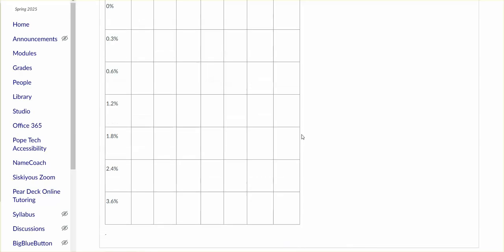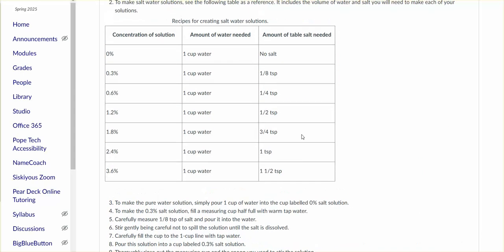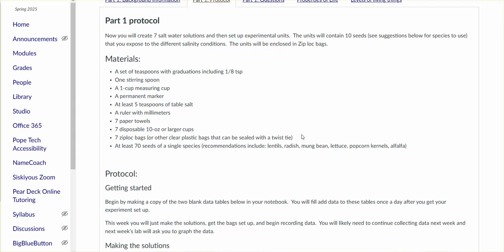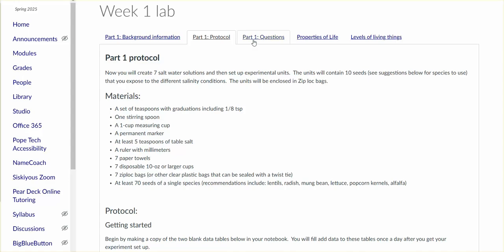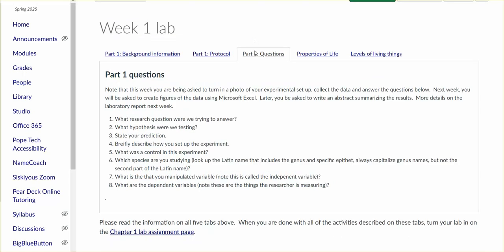I want to be really clear that for this week, all you need to turn in is a picture of your setup. You do not need to have 6 days of data collected. You will need to have 6 days of data collected by the end of next week's lab, because next week I'm going to ask you to graph the germination and seedling growth data sets. Here's some questions for you to answer about the experiment.